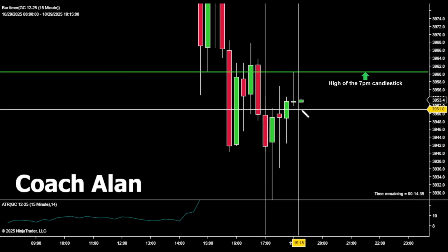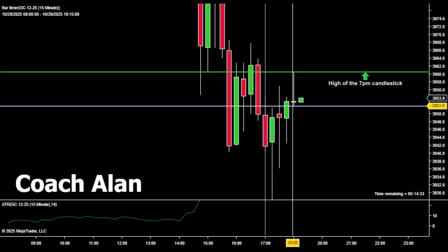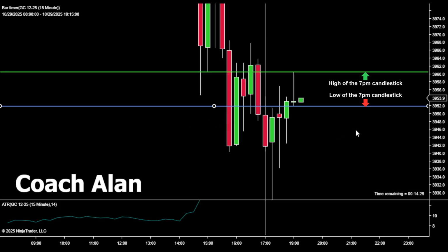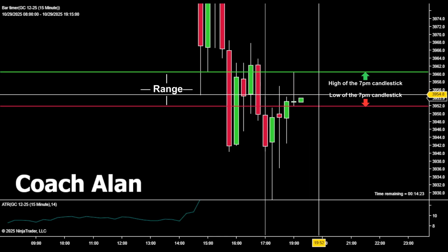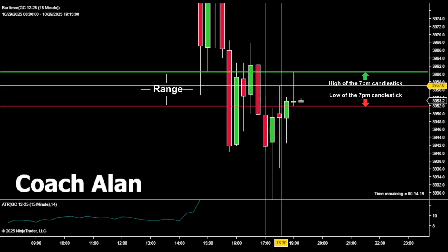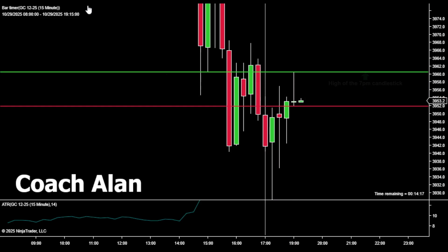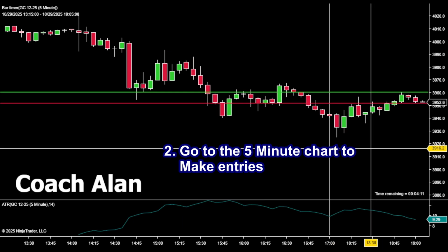And then we're going to mark our low, which is the bottom of the wick in the 7 p.m. candlestick. I'm going to mark this one red for our low and for us to go short. All right, so this is our range. Always do this on the 15-minute chart. Once you get done with that, head over to the 5-minute, and that's where we're going to make our entries on the 5-minute chart.